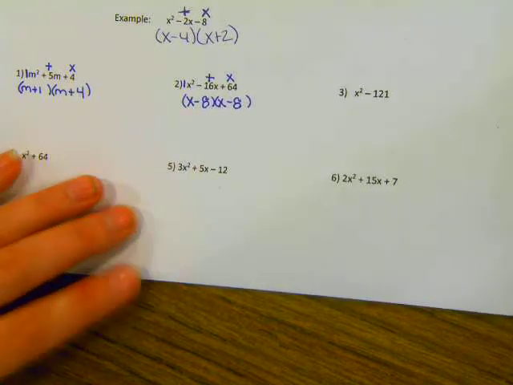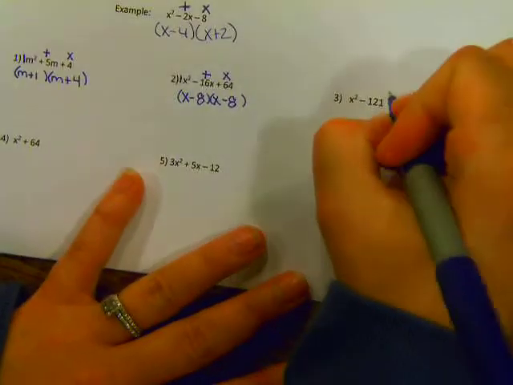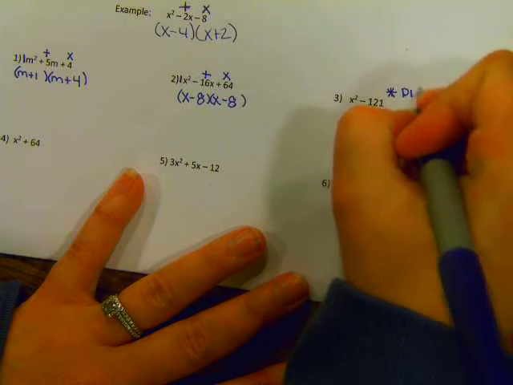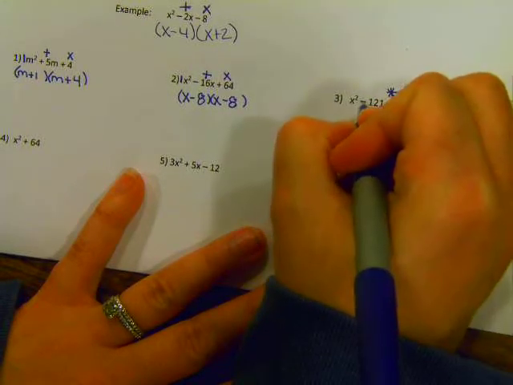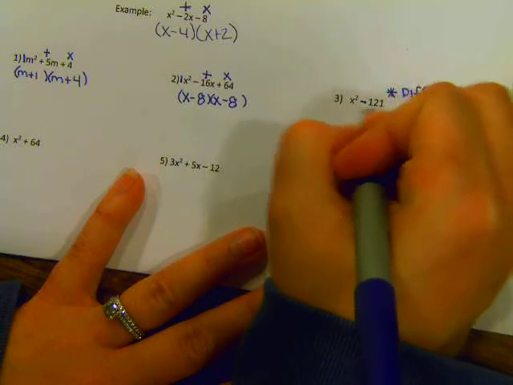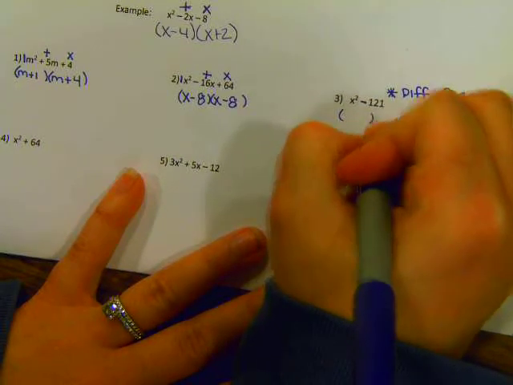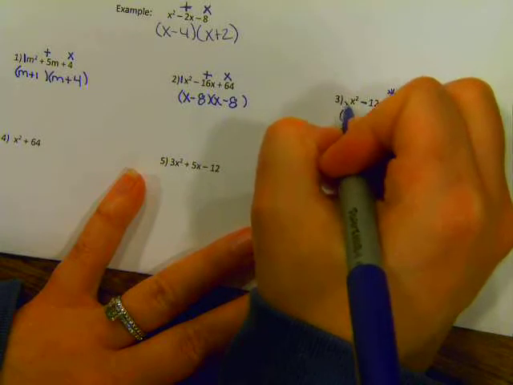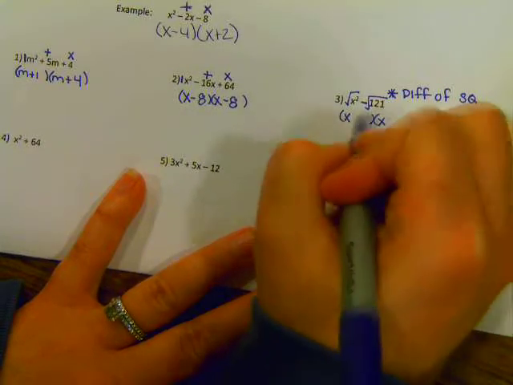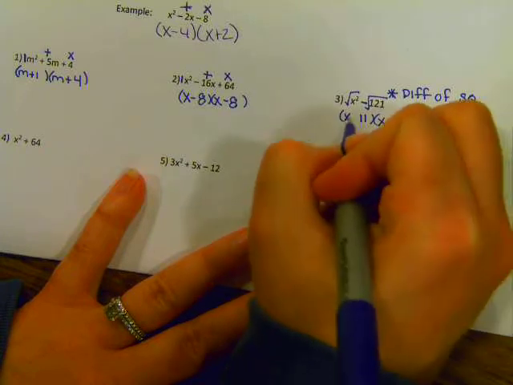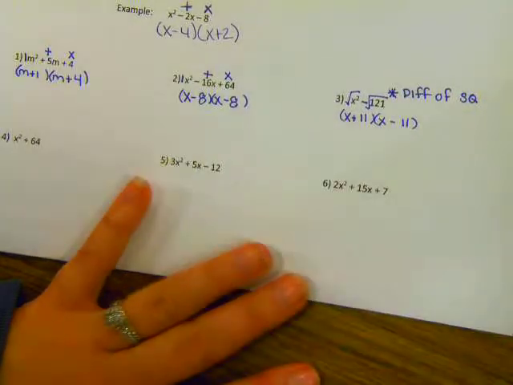Okay. Now this is one of the special ones. I would put a little star. This is the difference of squares. So the rule is, if it's a difference, which is subtraction, and you have two perfect squares, which we do, because the square root of x to the second power is x, and the square root of 121 is 11, the rule is you make one a plus and the other a minus.